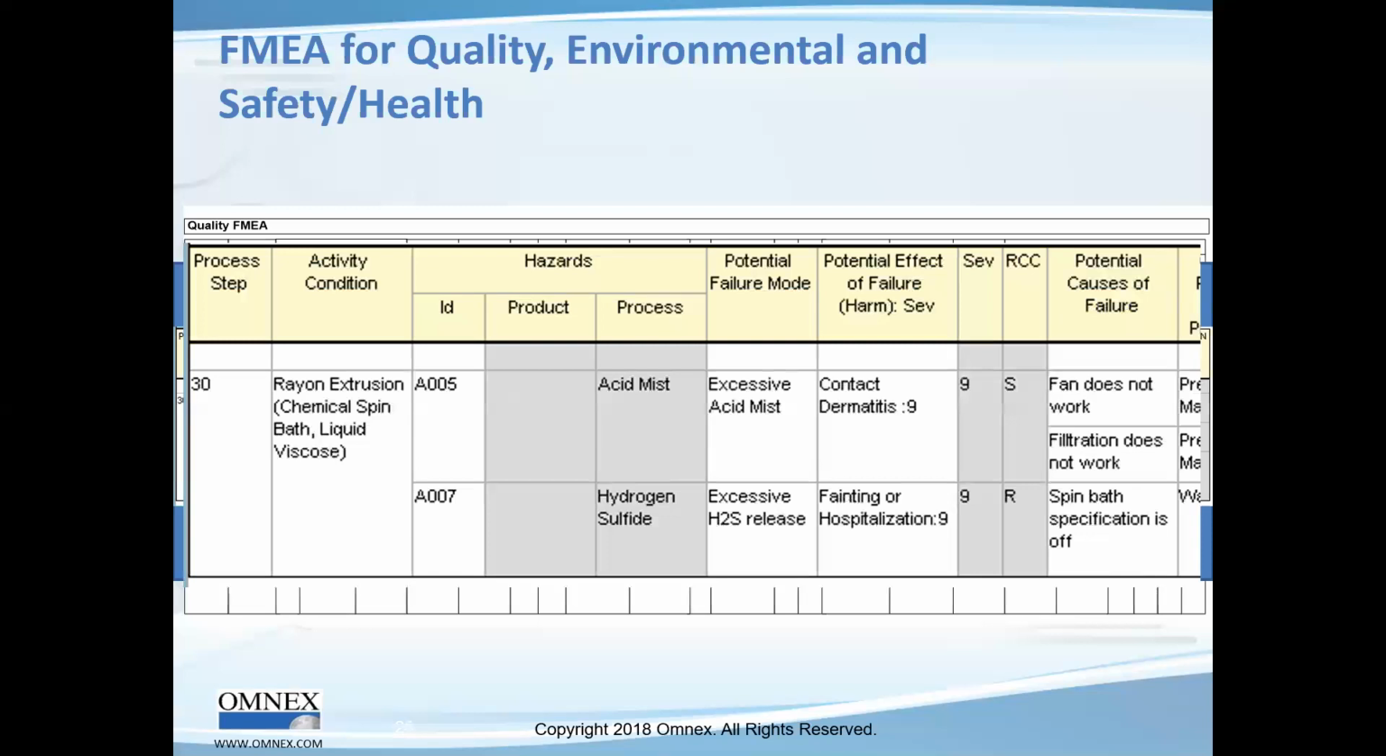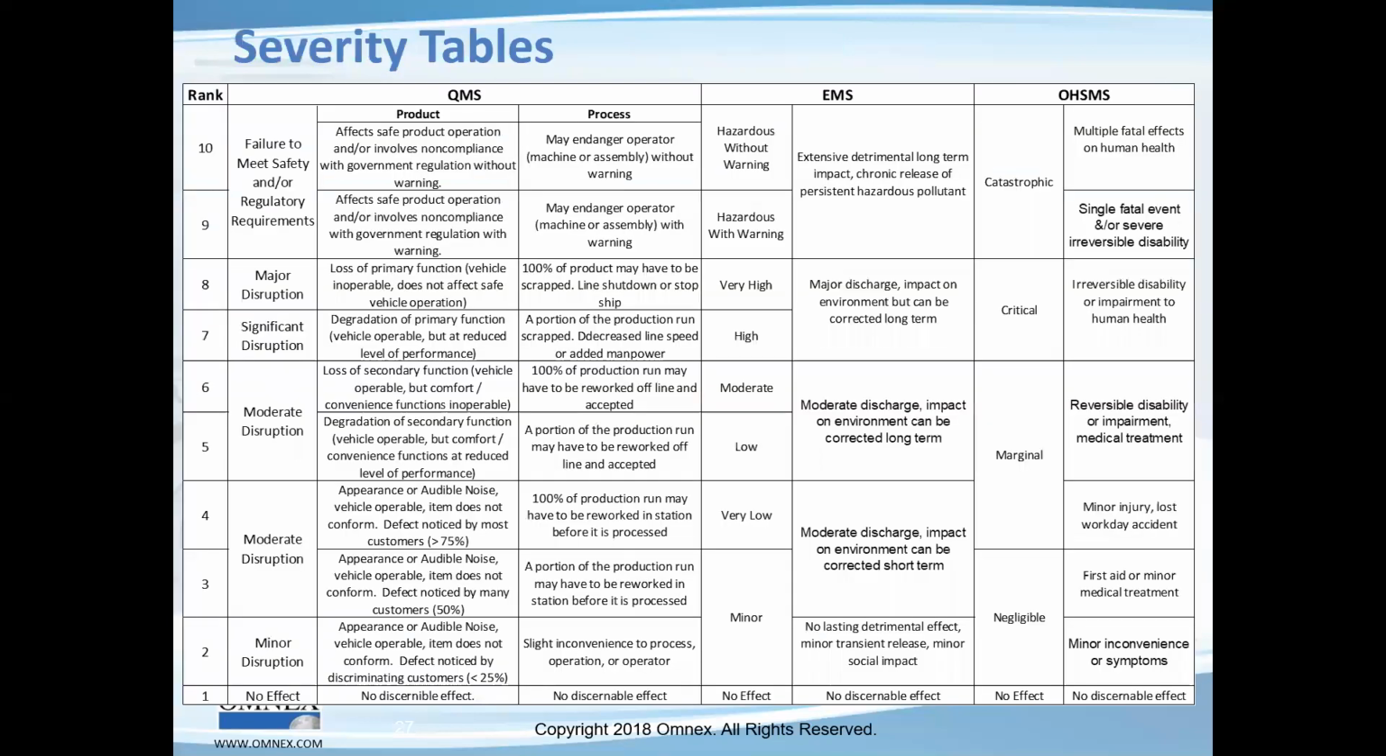What it does take is a change of view of the different column headers, because the basic concept remains the same as we're going through. Now, one of the major differences between the different approaches or different standards is the definition of the different indices. The quality index does have, in this case, 10 unique categories. EMS has 5, and occupational health and safety also has 5.